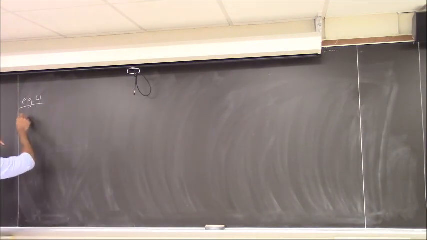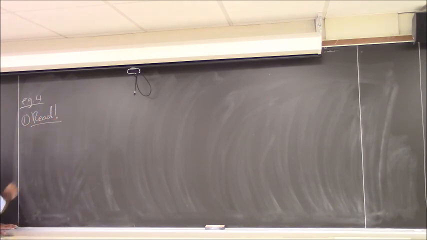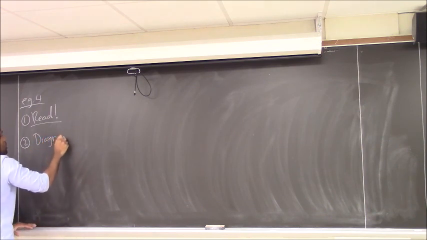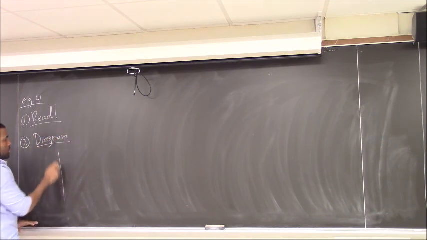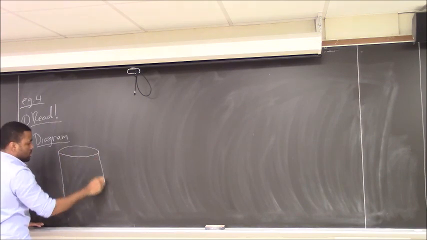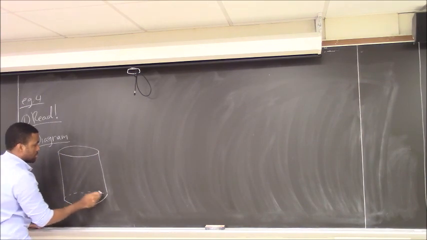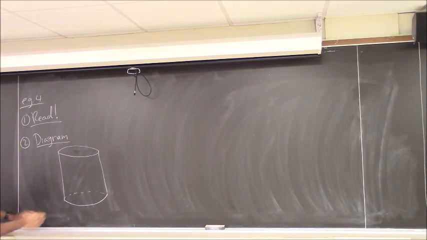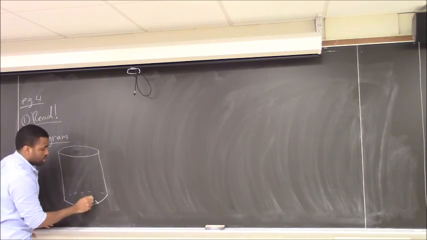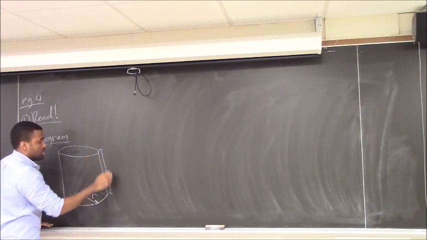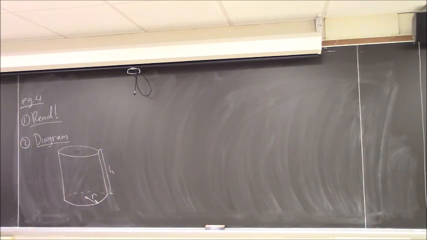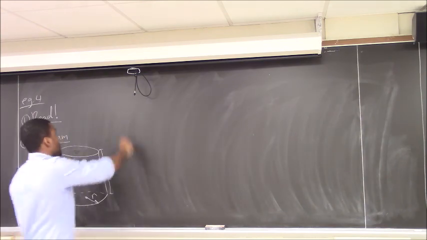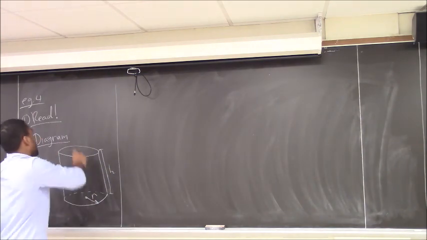So in step 1, optimization, realize we want to minimize. In step 2, we're going to draw a diagram. It asks us for the dimensions. So with a cylinder, these are the dimensions. It said without a top, so there's no top really. There's a bottom, that's your radius r. The height of the cylinder is h. So if I tell you the radius and the height, you can design this can. No top.